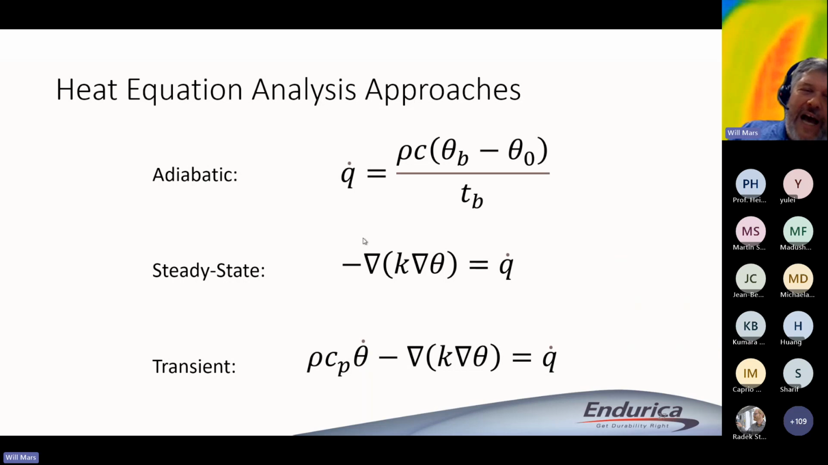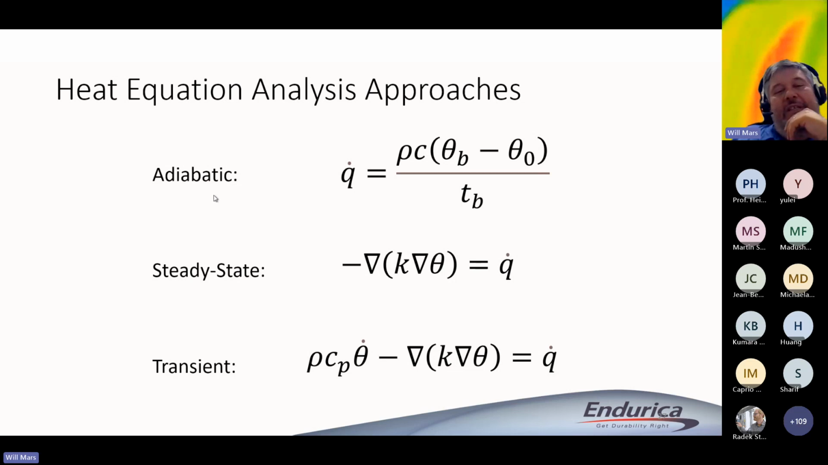So a topic that we can talk about is approaches for doing self-heating analysis. And we like to view this in 3 levels of analysis. The very simplest analysis is an adiabatic analysis. And then the next level up would be maybe steady state, and then the most difficult or the most labor intensive would be the transient.